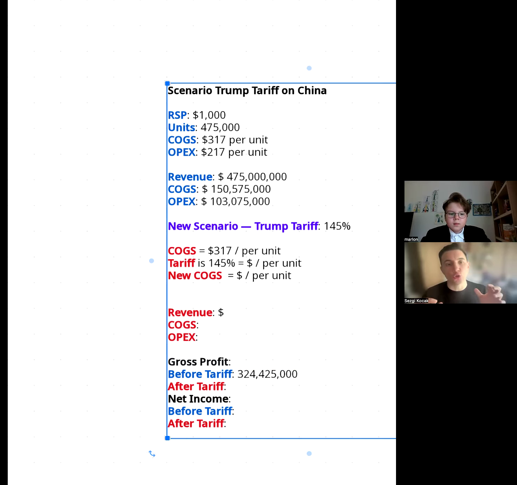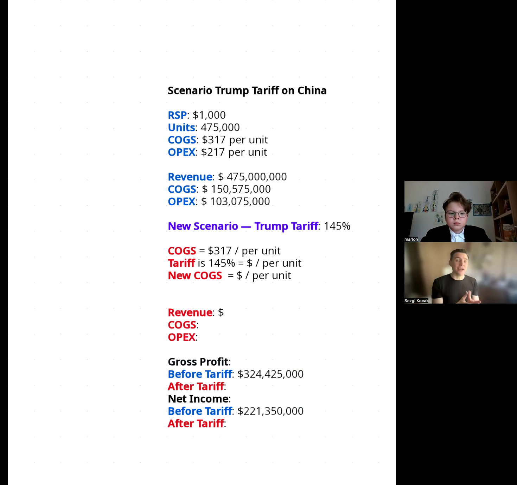Now, what I want you to do is apply the Trump tariff of 145% over those 5 metrics. But before we do so, we're going to look at the per unit before we calculate the totals. So check out that red area with the per units. What financial metric is affected by Trump tariffs? Is it COGS or is it OPEX? It's the COGS. Absolutely.